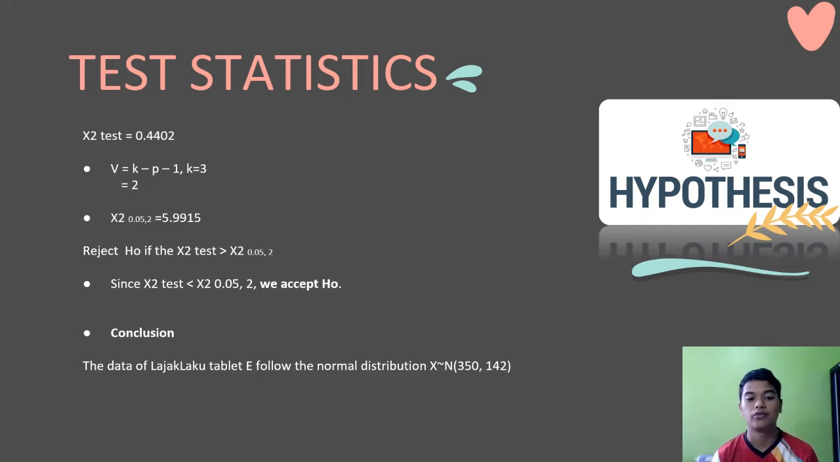So the conclusion we get from this is that the data of Lajak Laku tablet follows the normal distribution, which is X ~ N(350, 14²).